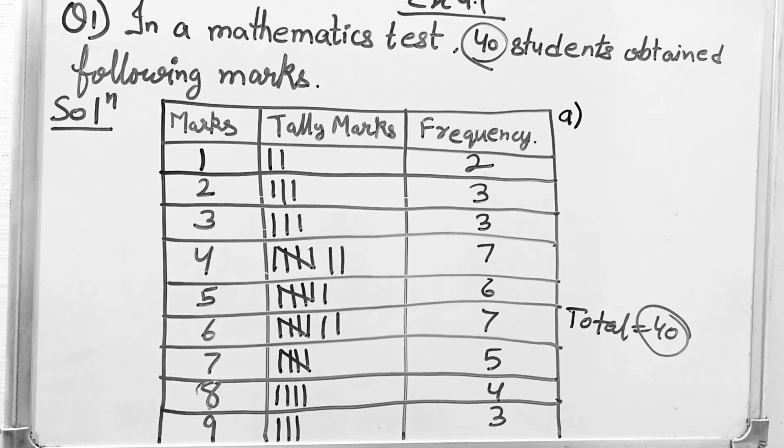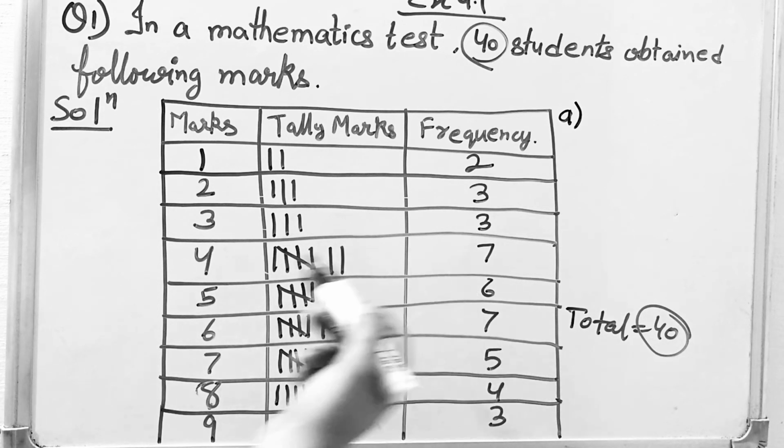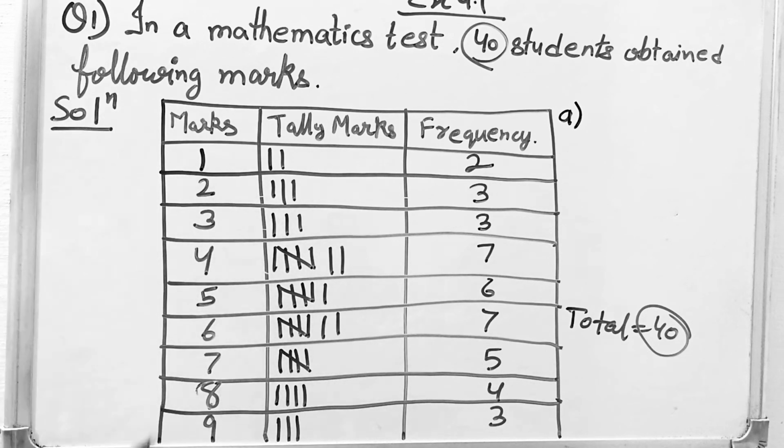First is, find how many students obtained marks equal to or more than 7. Now what does it mean? We have to find out the number of students who have scored marks equal to or more than 7. That means if we go to the column of marks, we can see there are only 3 marks, 8 and 9, which are greater than 7, and 7 itself, which is equal to 7. So we have to consider all the students who have scored 7, 8 and 9 marks.